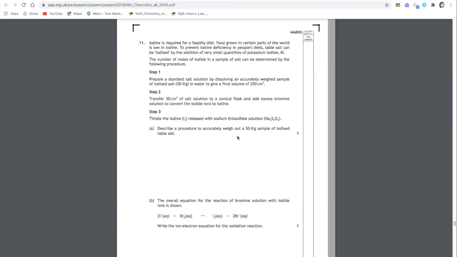The other thing you can do is just use the tare function. So put the weighing boat on the balance, tare the balance, and weigh out 50 grams of salt. You can do it that way as well.